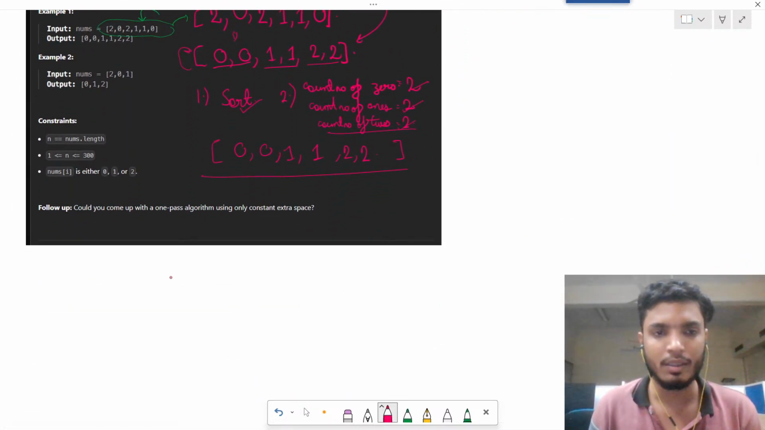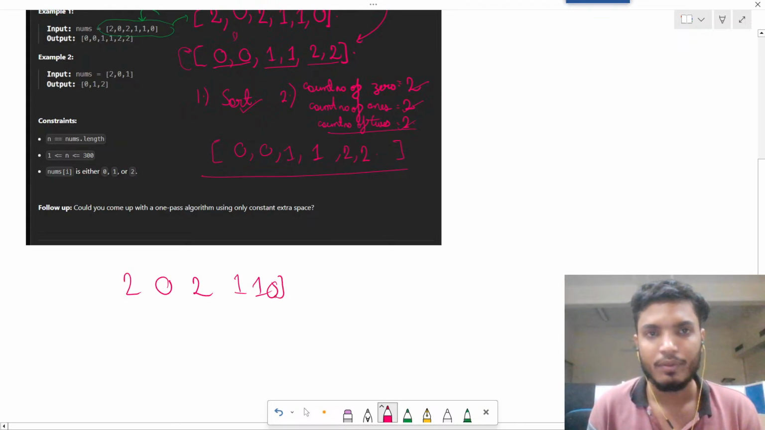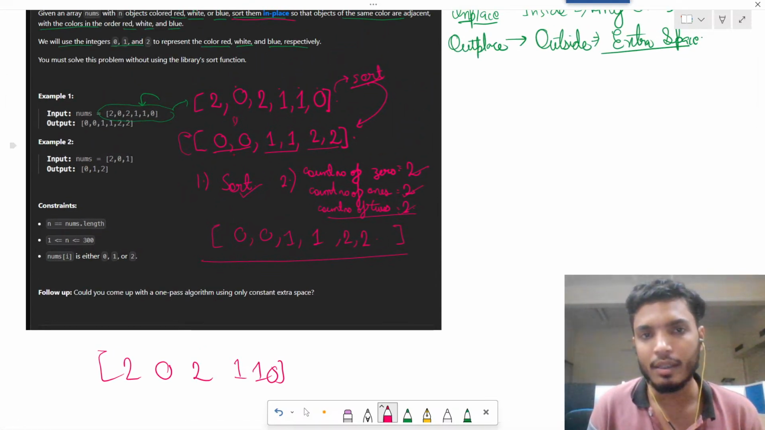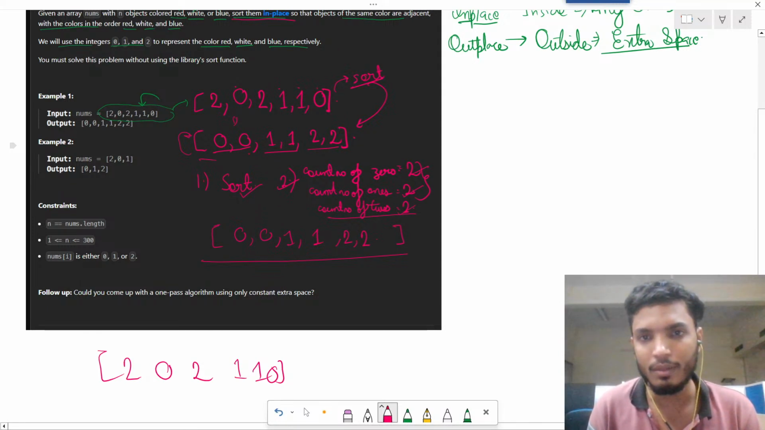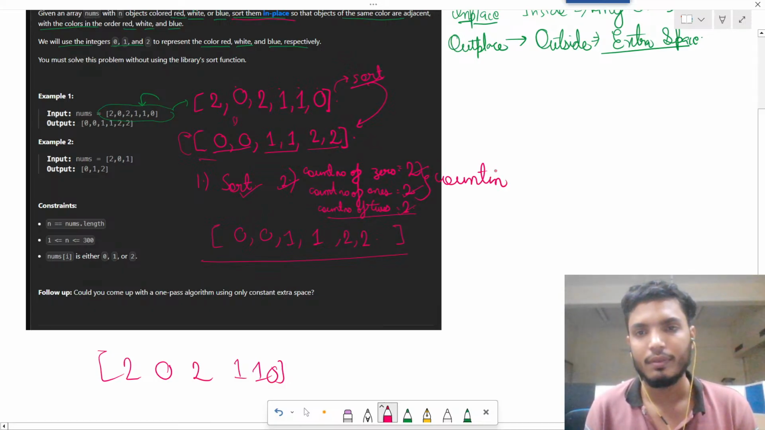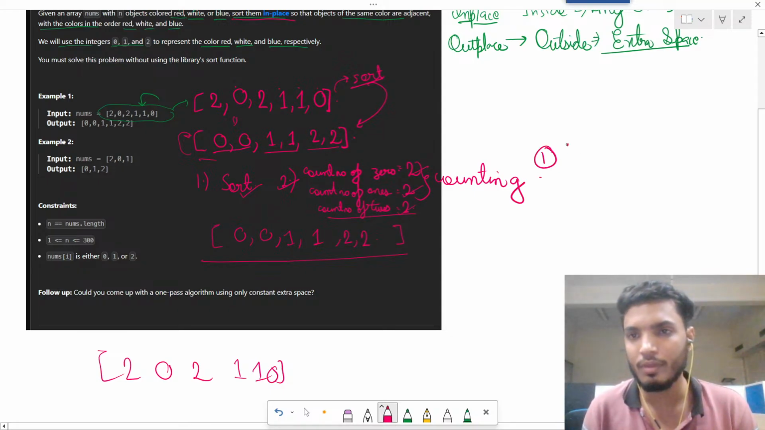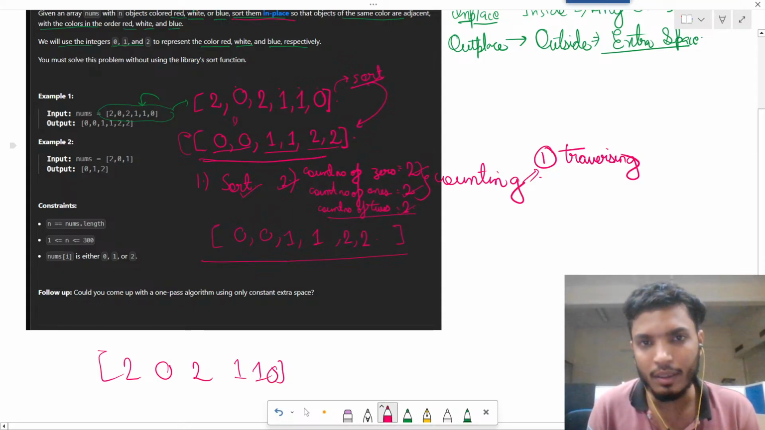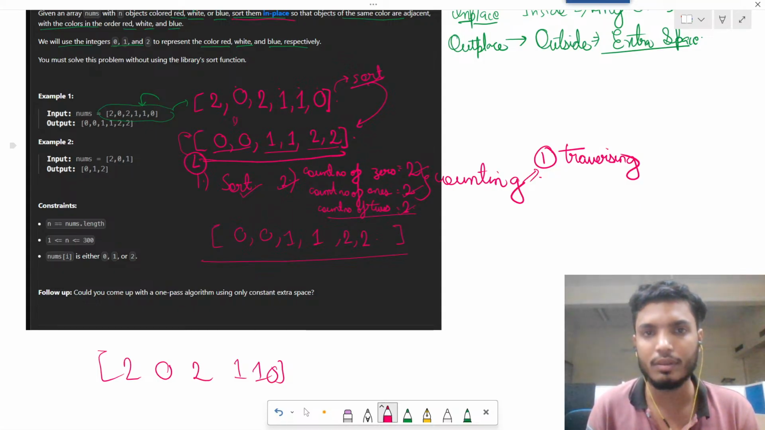Let me give an example again. So 2 0 2 1 1 0. Again, here what is happening is that you are moving inside the array two times. Like in the second approach, you are traversing the array twice. First time you are just counting, and the second time for filling. I can traverse from left to right and I will be able to find the count.